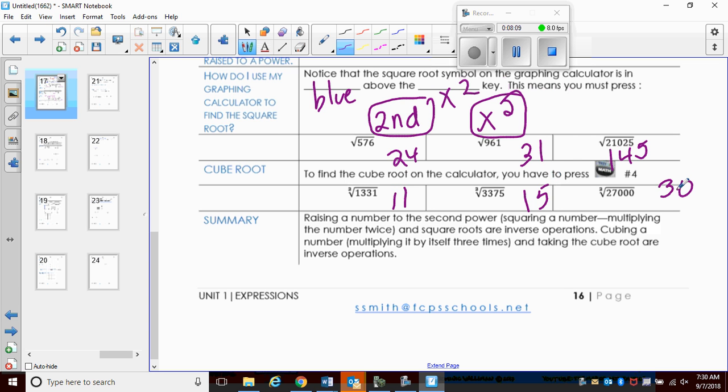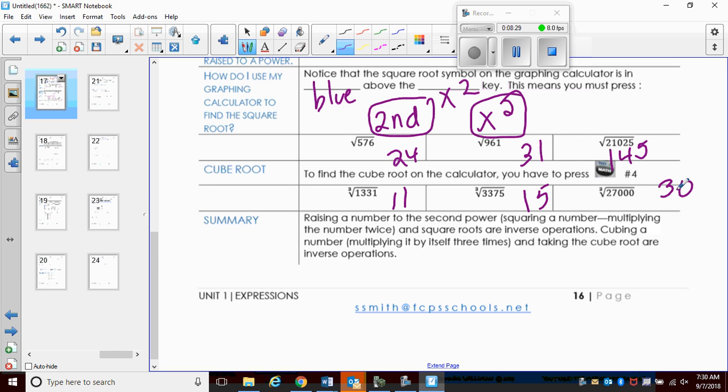So just in summary, raising a number to the second power is the same as multiplying it twice. Square roots are inverse operations. Cubing a number is multiplying it by itself 3 times. And the cube root is taking the inverse of that cube, that perfect cube.